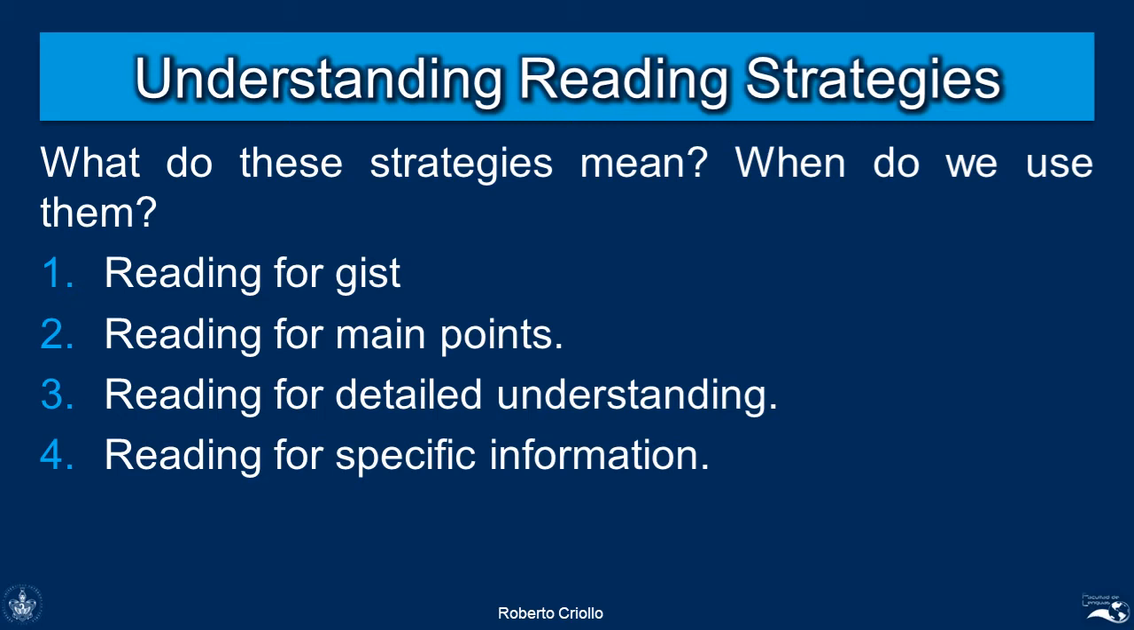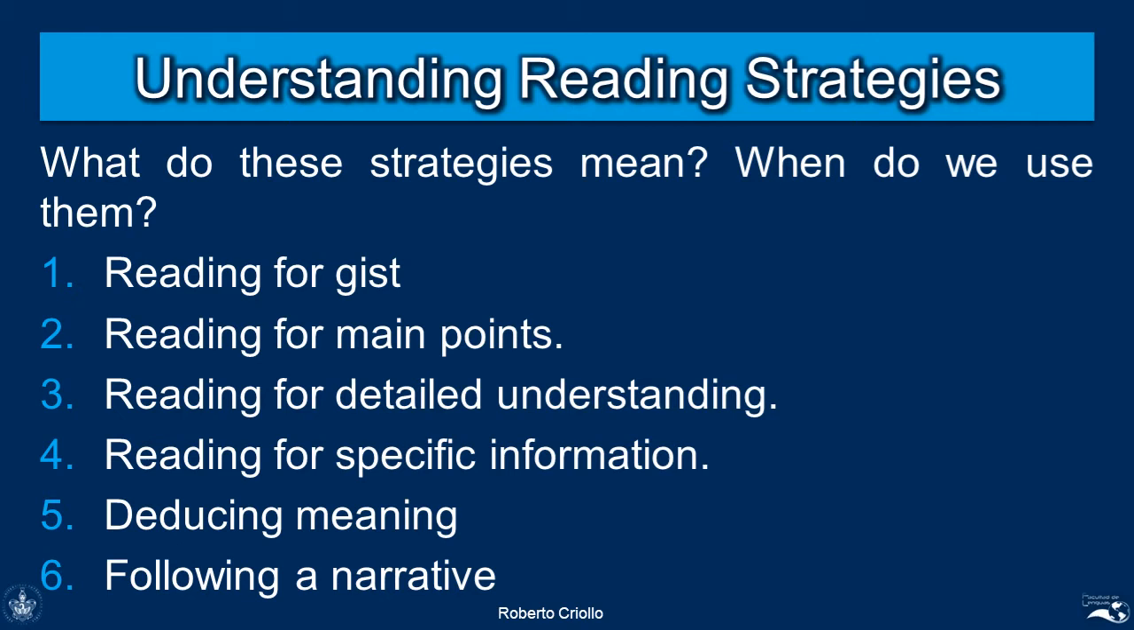And as different from reading for gist or main points, in this case, you need to look for some specific thing that you are asked about. Parts number 5 and 6, of course, relate to deducing meaning. That means that sometimes you will be required to guess the meaning of a word according to the context, or to find what a given pronoun or demonstrative refers to. And finally, number 6, following a narrative, is another very important skill, and this is related to finding the different linkers of a story, the parts that tell you how the text is structured from the beginning to the end.